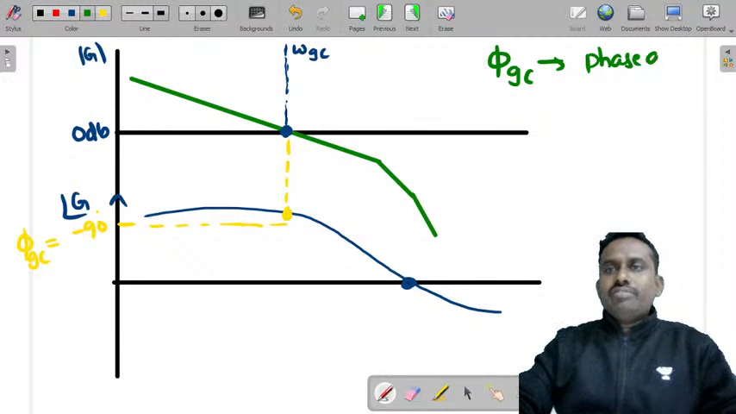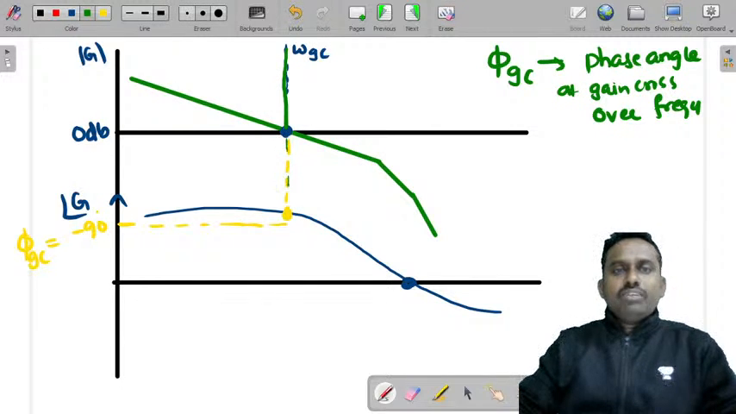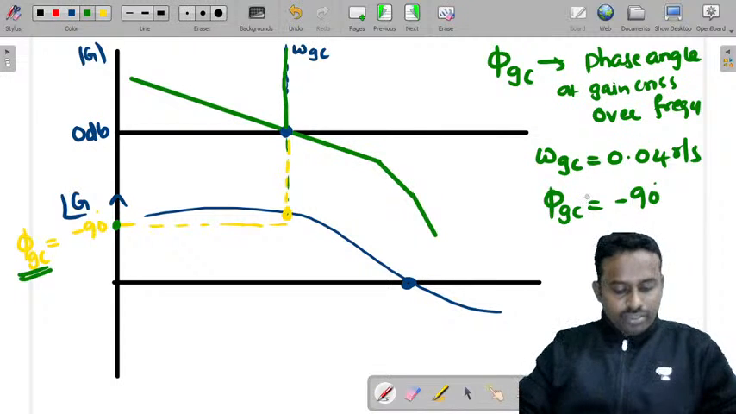What is phi GC? That you need to understand first. Phi is phase angle. What is GC? Gain crossover frequency. At this gain crossover frequency, if you extend on to the phase plot, you will get an angle. That angle is called as phi GC. You need to note these two values. We have noted omega GC as 0.04 radian per second, and phi GC, phase angle, as minus 90 degrees. Is this clear now?